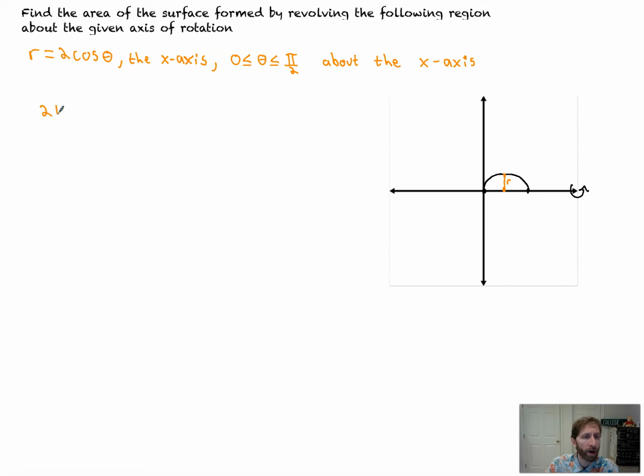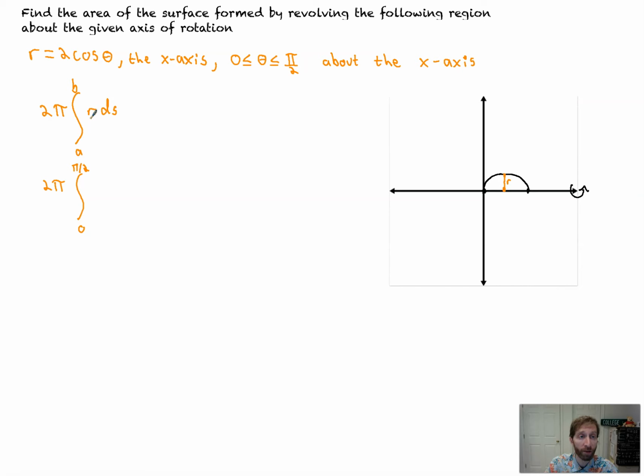So if we take a look at it, overall, the best way to remember surface area is 2 pi integrated from a to b of r ds. That's it. And if we know it that way, we can use our polar functions to figure that out. So that's 2 pi from 0 to pi over 2.